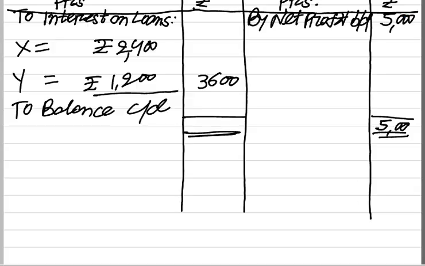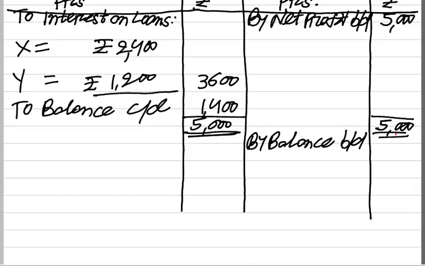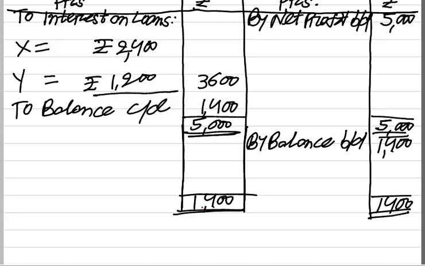Out of this 5000, if we deduct 3600, we will be getting a profit of 1400. This is 5000 minus 3600. This is 1400, by balance brought down. This 1400 is the net divisible profit which is appropriated to the accounts of both X and Y as profit after deduction of interest on loans.